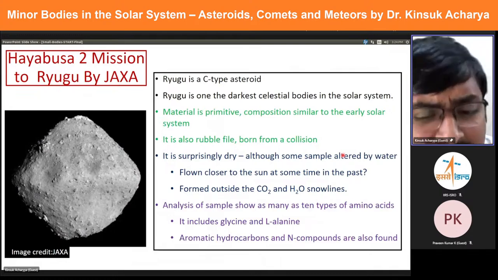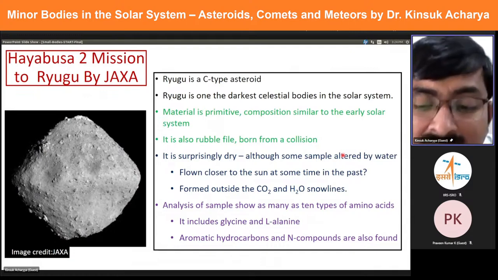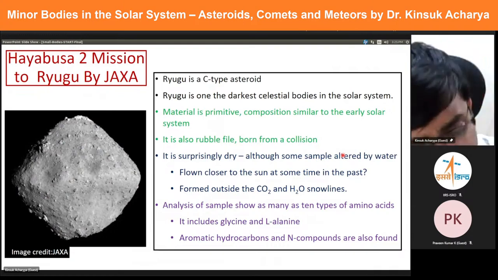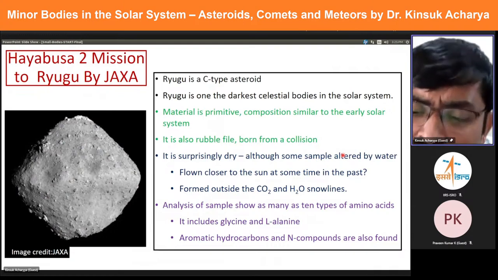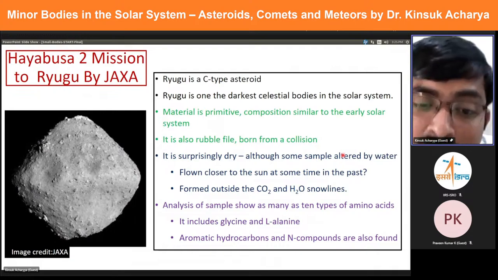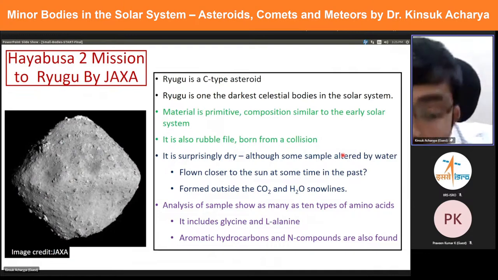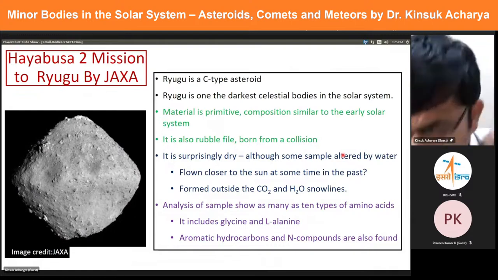And in this object, as many as 10 types of amino acids are found, including the simple amino acids glycine and alanine. Not only that, aromatic hydrocarbons and nitrogen compounds are found. So you can see that amino acids like glycine can be formed in the asteroid. So when they hit a planet like Earth, they bring this material also on the Earth.